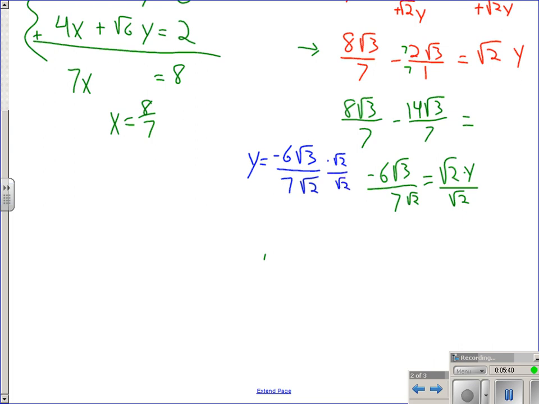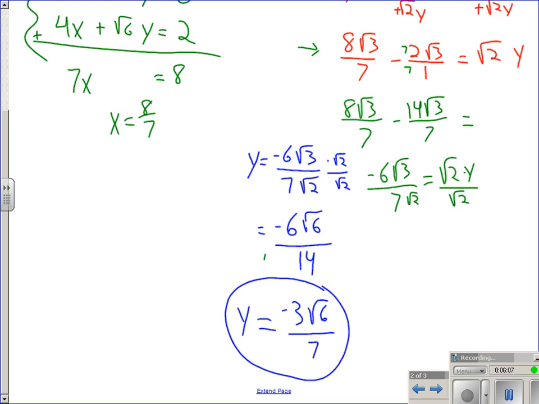I'm going to multiply top and bottom by the square root of 2. Negative 6, square root of 3 times square root of 2 is the square root of 6, over square root of 2 times square root of 2, which is 2, times 7. Now, simplifying the fractions, we have 6 over 14, common factor of 2, so negative 3, the square root of 6 just left alone, over 7. There's the y value, there's the x value.